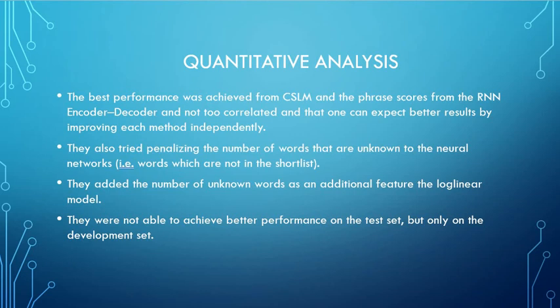There were quantitative and qualitative analyses as well. In the quantitative analysis, it is shown that the best performance was achieved from the CSLM and the phrase scores from the RNN encoder-decoder, which are not too correlated. They tried penalizing the number of words that are unknown to the neural networks, like the words which were not in the shortlist. They added the number of unknown words as an additional feature in the log-linear model. They were not able to achieve better performance on the test set, but only on the development set.